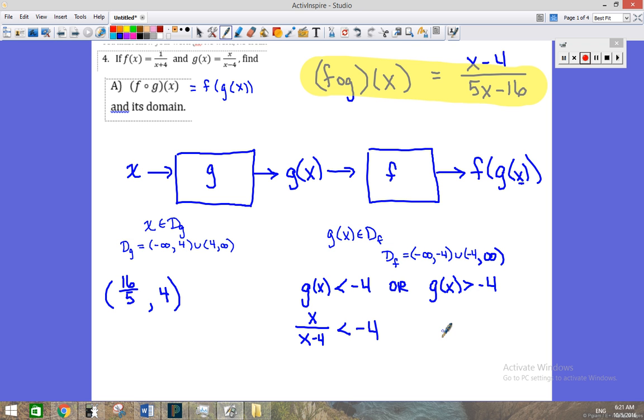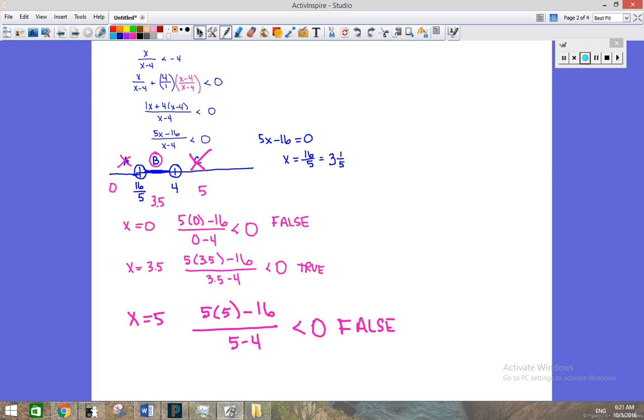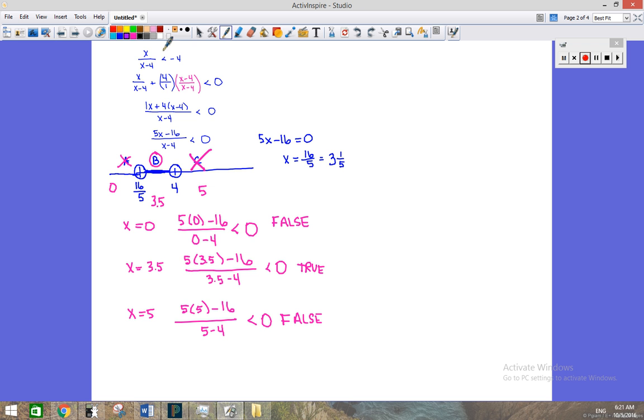Now, what about over here? What about x over x minus 4 being strictly greater than negative 4? Alright, so let's see if we can modify our work over here since it's so related to it. I think it'd be obvious what it is, but we will see. x over x minus 4 being greater than negative 4. Well, I'm still going to add 4, still going to get the same common denominator, add that. So on the left hand side, 5x minus 16 over x minus 4 being this time greater than 0.